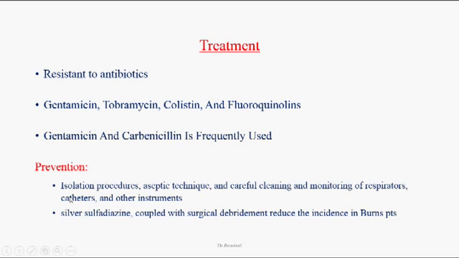Prevention is by isolation procedures, aseptic techniques, careful cleaning in the hospitals, and monitoring of respirators, catheters and other instruments in the hospitals. In burn patients, we always use silver sulfadiazine, supported with surgical debridement in the burn areas, which can prevent the incidence of this infection.